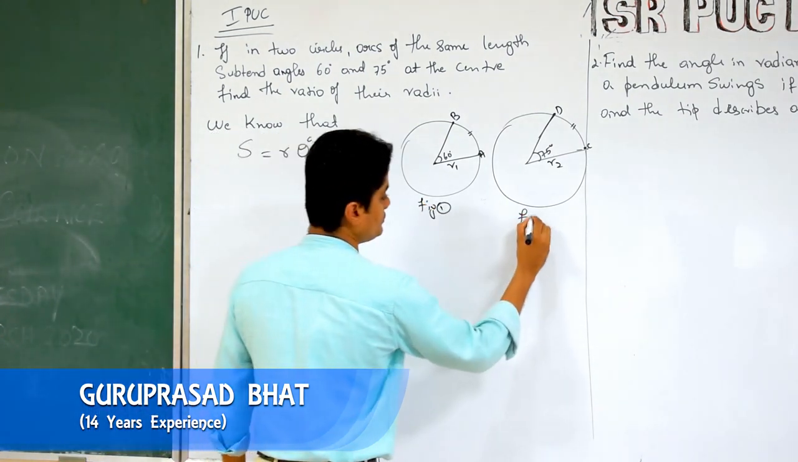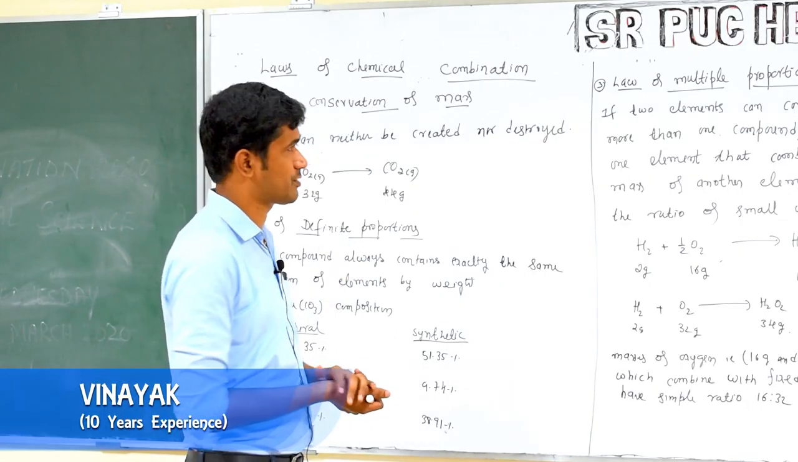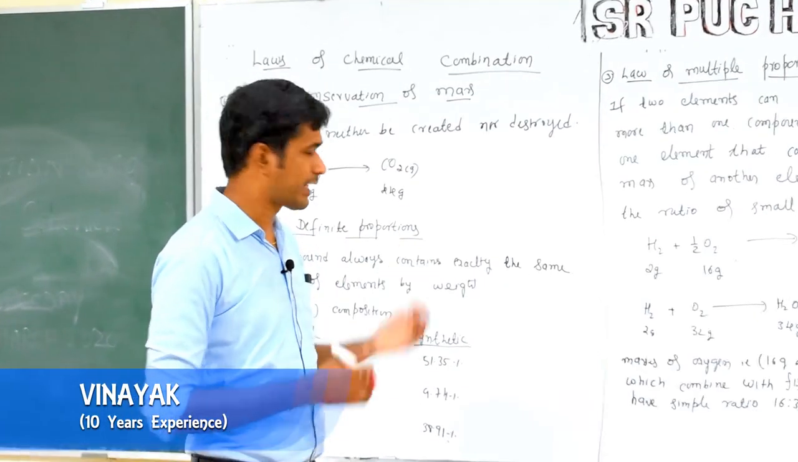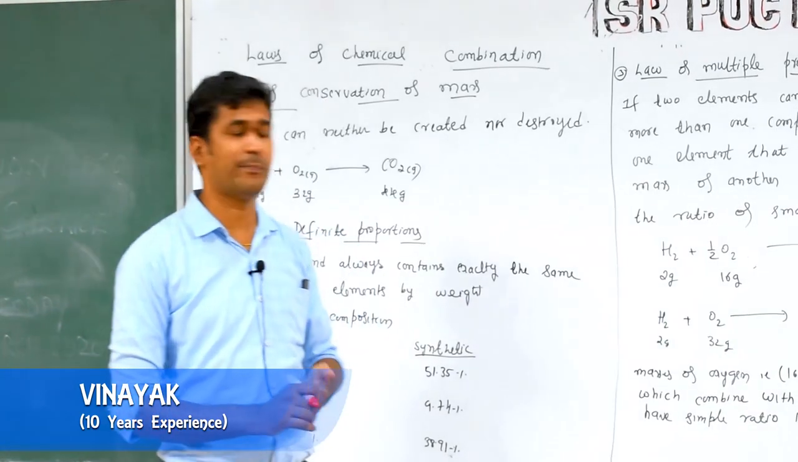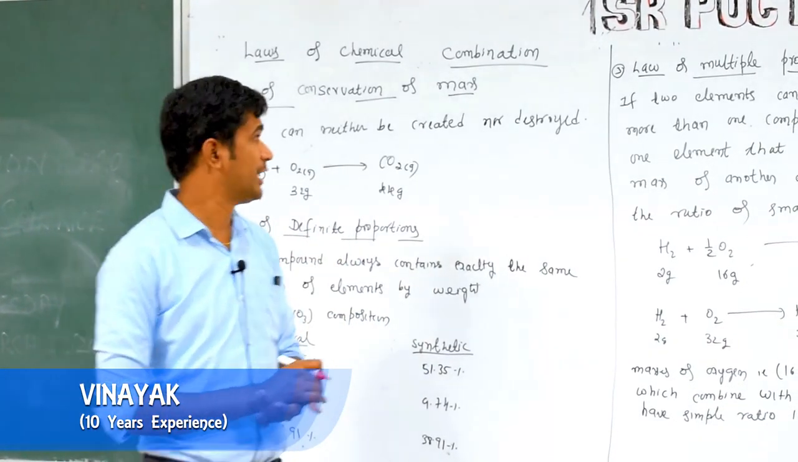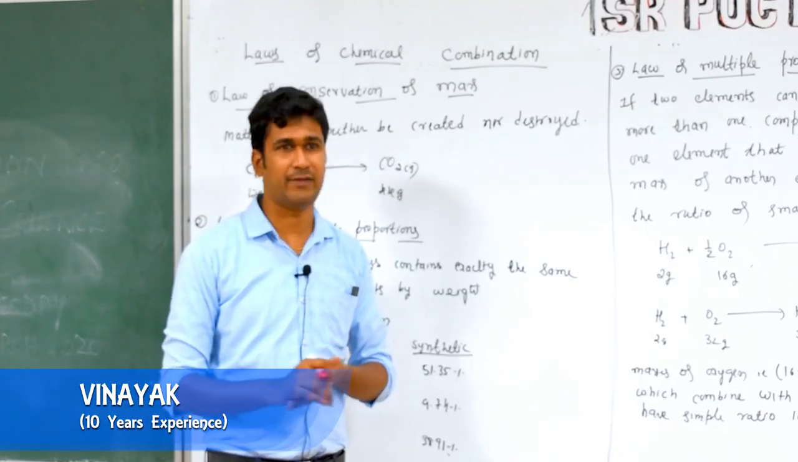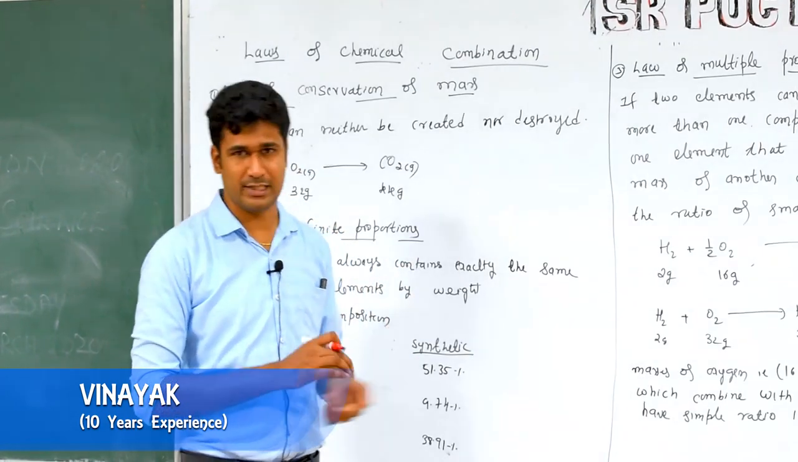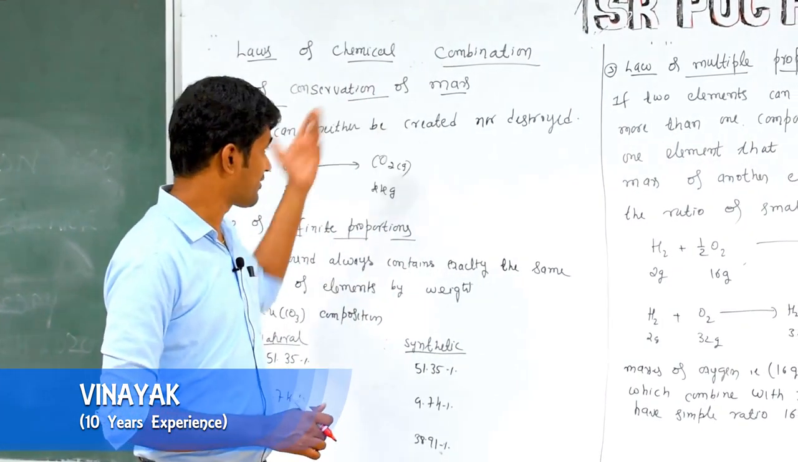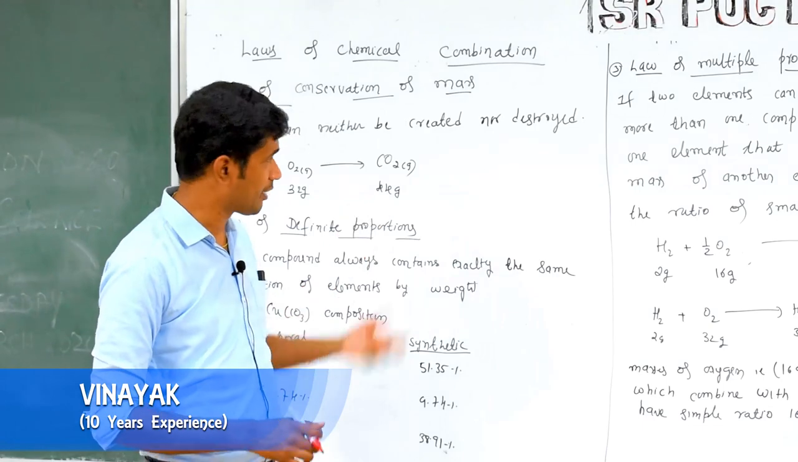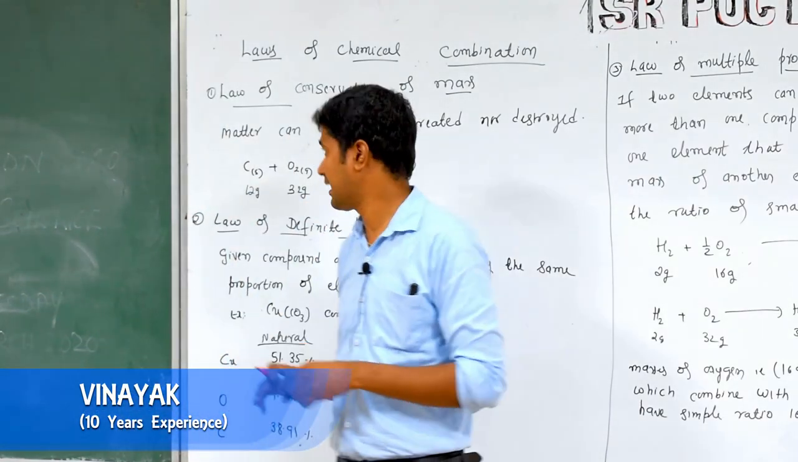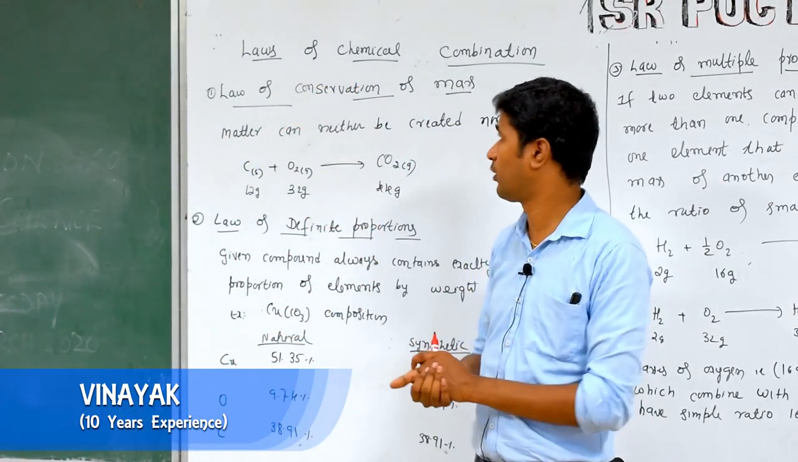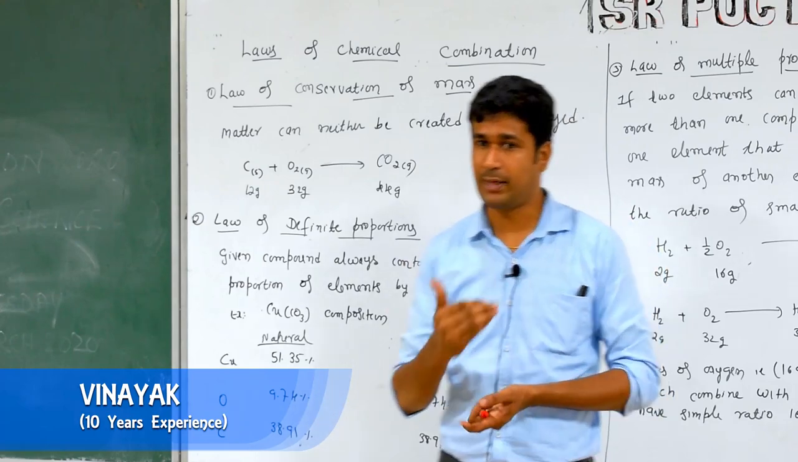We have many laws of chemical combination. When a chemical reaction occurs, there are many chemical transformations. You studied most of them in your previous classes or lower sections. The chemical reactions that you have studied so far take place according to these laws, the laws of chemical combination.